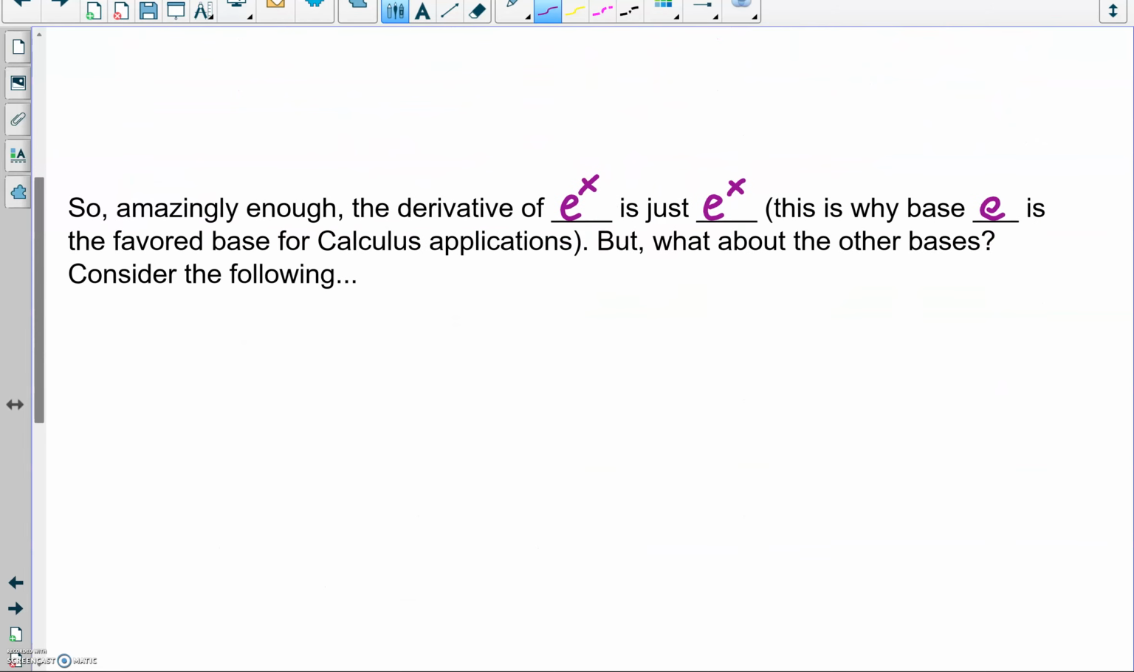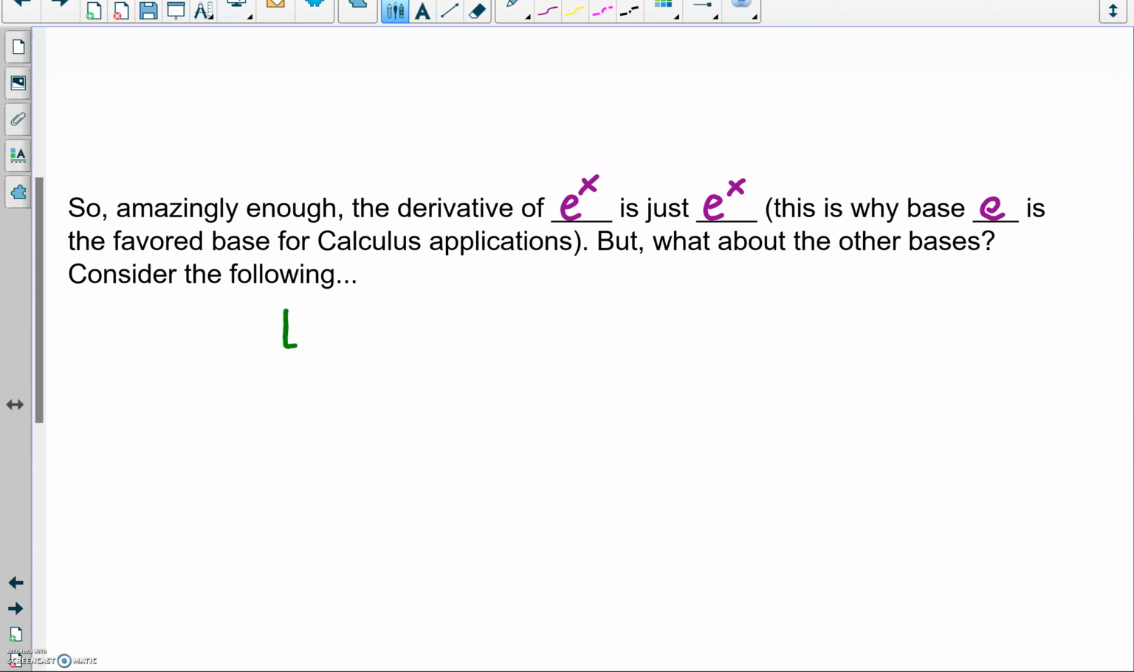It's crazy. So what about the other bases though? Because sometimes you run into other bases when you're doing math, it'll happen, and you've got to do derivatives of them. You're not working with somebody who likes base e for some silly reason. They might throw another base in there, and you gotta work with it. So let's take a look at this.